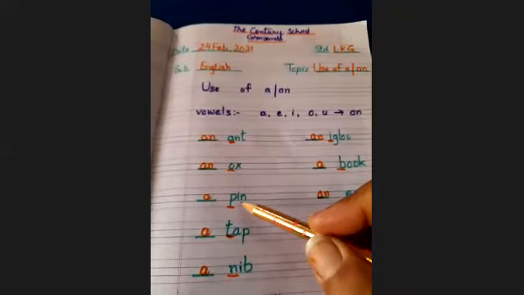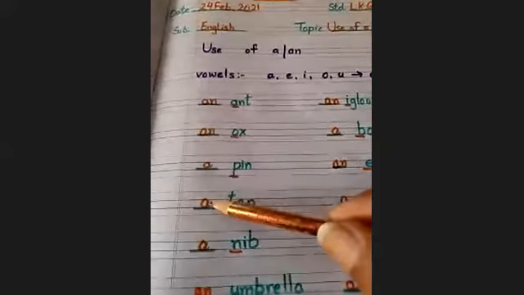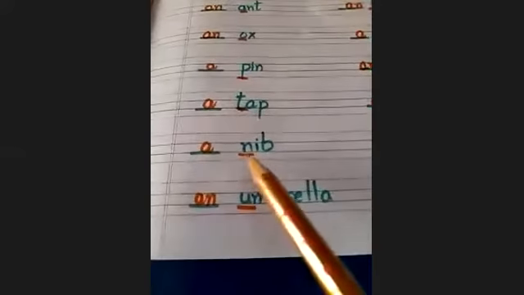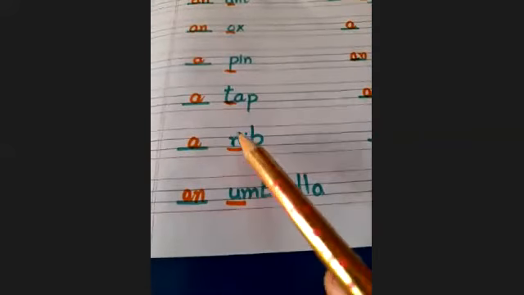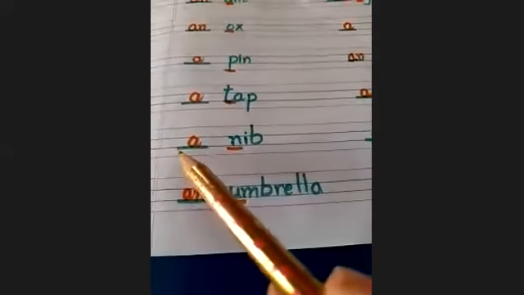P-I-N. So we will write A. Tap, T-A-P. T is not a vowel, so we will write A. Our next word is nib, N-I-B. N is not a vowel, so we will write A.